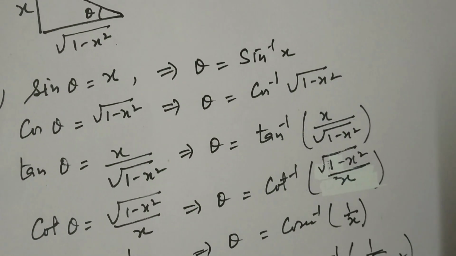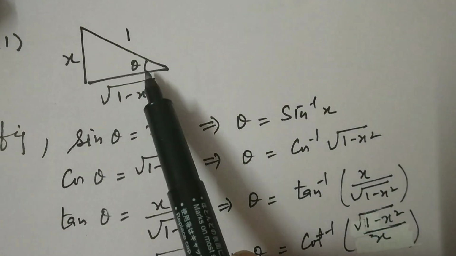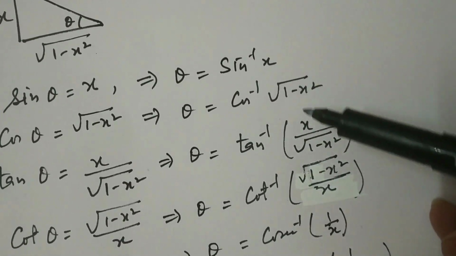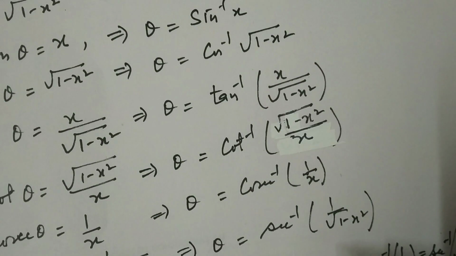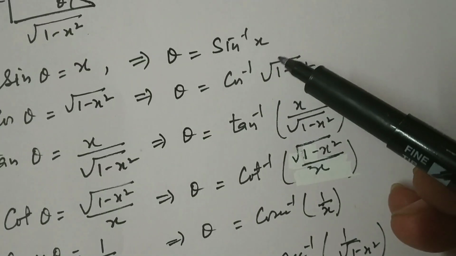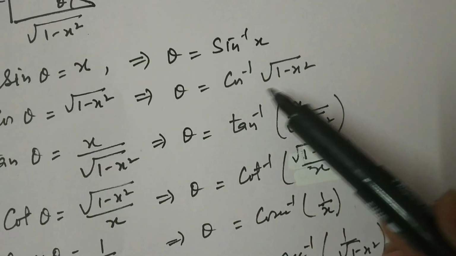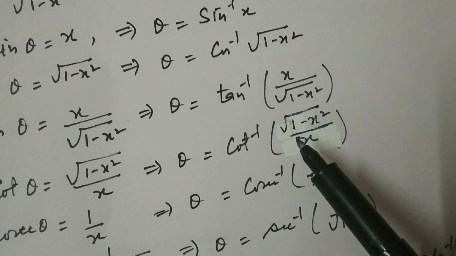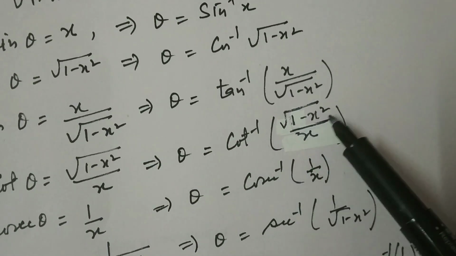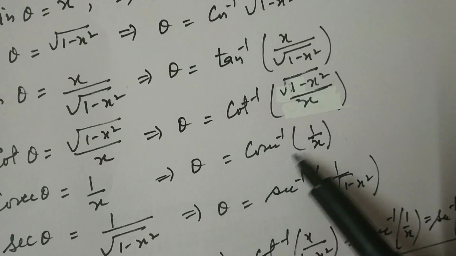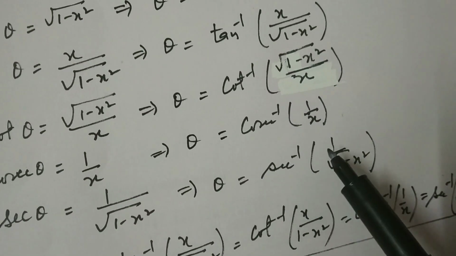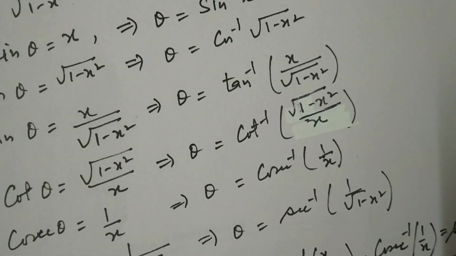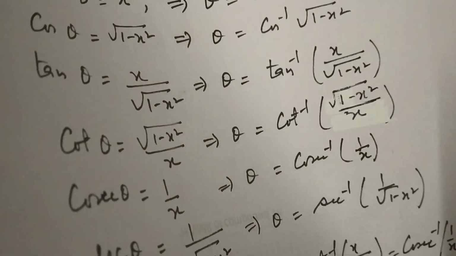Now in all these cases we see that in the figure theta is the same angle, so for the same angle all these values are equal. So the same theta can be written as sine inverse x is equal to cos inverse root 1 minus x square, tan inverse x upon root 1 minus x square, cot inverse root 1 minus x square upon x, cosec inverse 1 upon x, sec inverse 1 upon under root 1 minus x square. So these are the same thing.